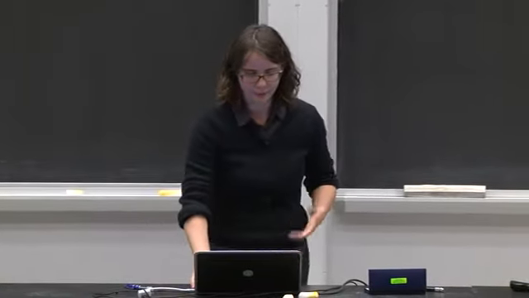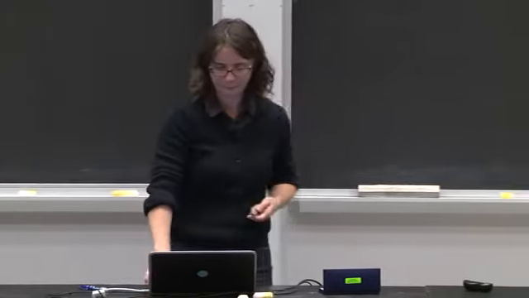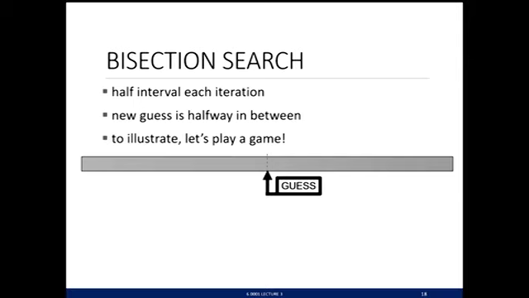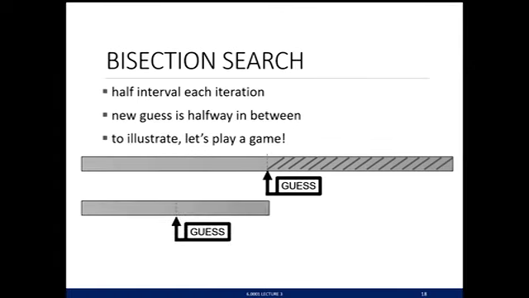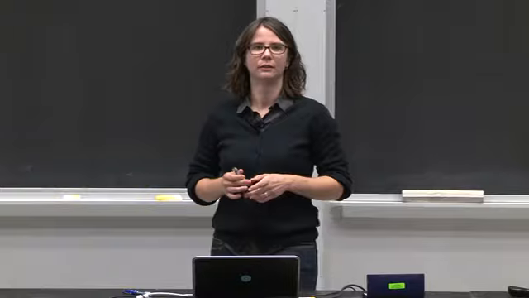So that's basically what I'm illustrating here. We have our original search space. We're going to choose a guess halfway, eliminate half of the guesses. Then we're going to look in the remaining interval, eliminate half the guesses, and so on and so on.